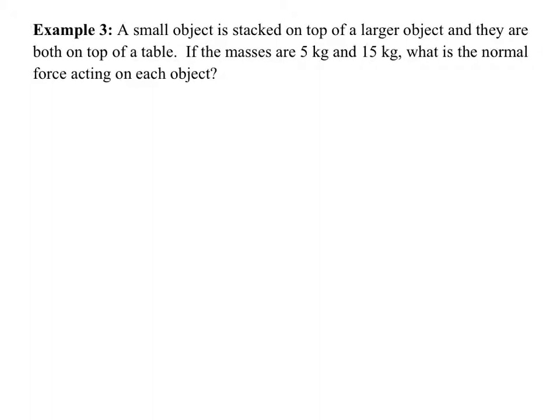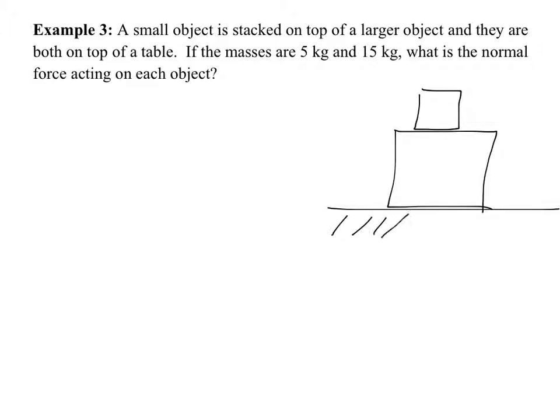A small object is stacked on top of a larger object, and they're both on a table. Draw it right away, please. Small object on top of a large object on top of a table. Tables or walls are just dashed lines. It just means a surface.